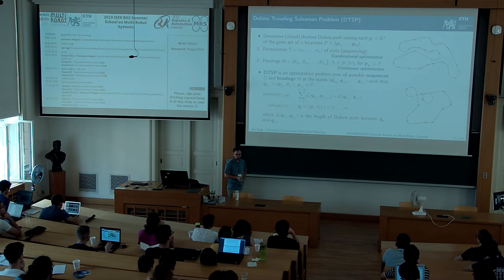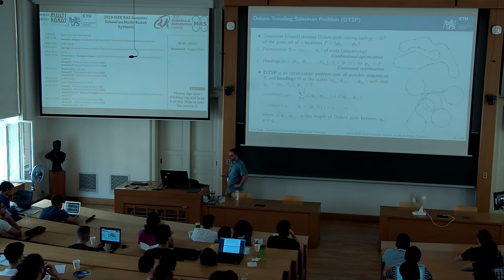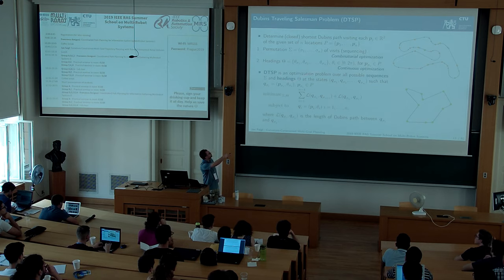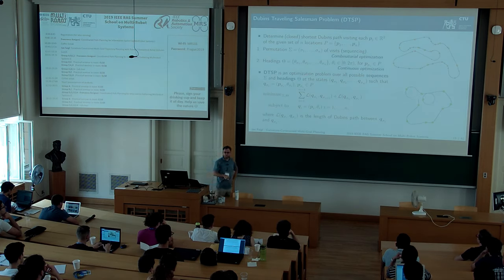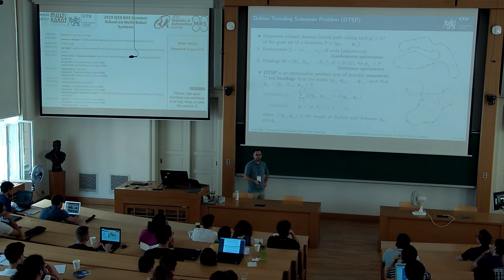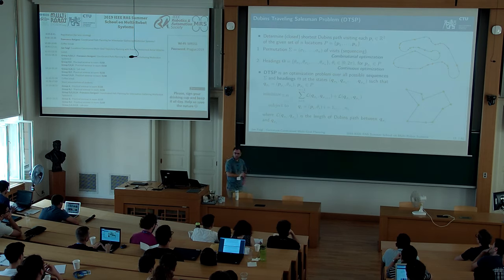I will briefly and formally introduce the Dubins Travelling Salesman problem. It is the same as for the TSP. We are looking for the sequence of the visits, the permutation in which we will visit the locations. But that's the combinatorial part.